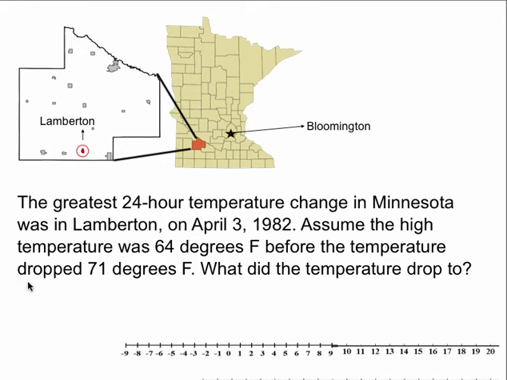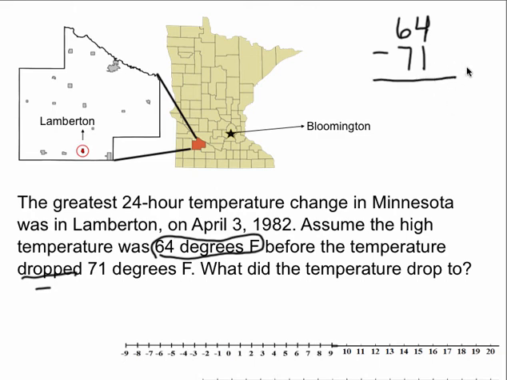So if we're dropping, that means we're going to be going negative in the subtract. We have to subtract, so we're going backwards, okay? Because we're subtracting. So we are starting off that day at 64 degrees. That was the high temperature. That's the warmest it got, okay? And then the temperature dropped 71 degrees. So we're going backwards in the temperature department. So we're going to subtract 71 degrees.